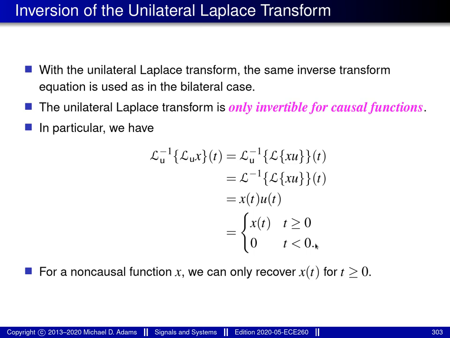From the preceding proof, we can see that the inverse unilateral Laplace transform always yields a function that's causal. Since the unilateral Laplace transform effectively discards all information about a function little x at points less than 0, the unilateral Laplace transform is typically only used in situations where either the function little x is causal, or we simply don't care about the value of little x of t for t less than 0.